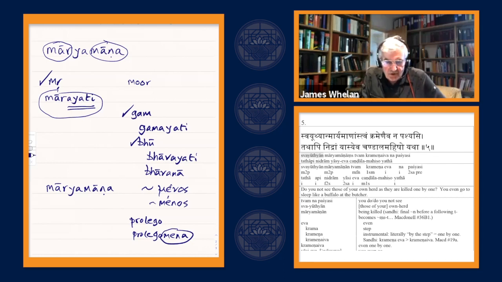So, svayuthyan marayamanan na pashyasi. Do you not see the members of your own herd being slaughtered? These are people like you, the members of your own group. You're seeing it all around you, going to their death.